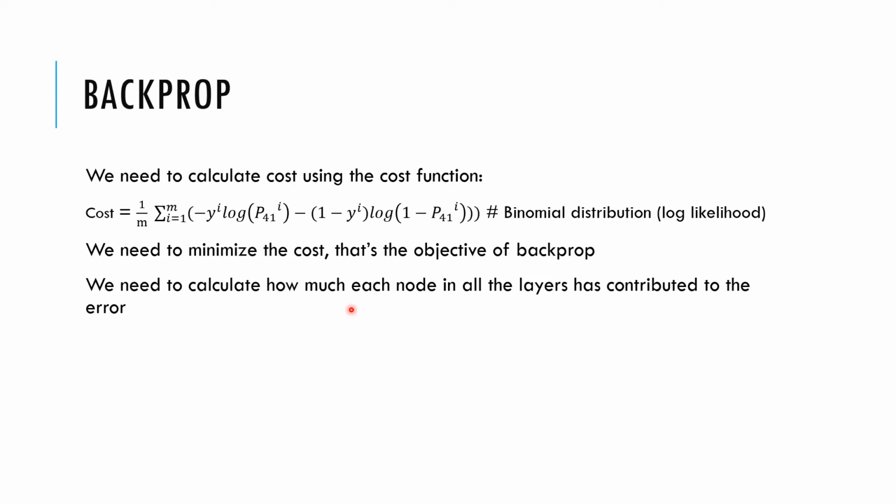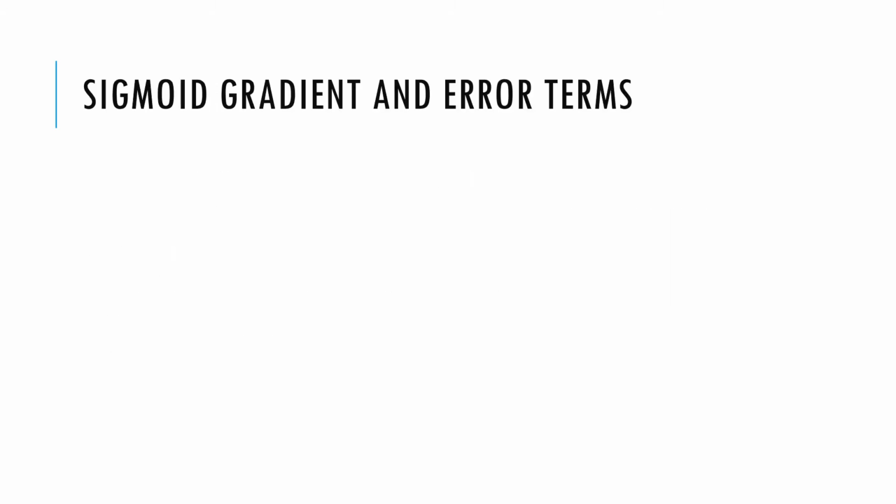So we need to calculate how much each node in all the layers has contributed to the error. Then we calculate the total gradient. So first we calculate the error contributed by each node, and then we calculate the total gradient, and after that we update all the parameters, like betas, gamma, alpha, thetas. These are parameters, coefficients or weights, whatever we call them. We need to update them to finally reach the optimum value so that the cost is minimized.